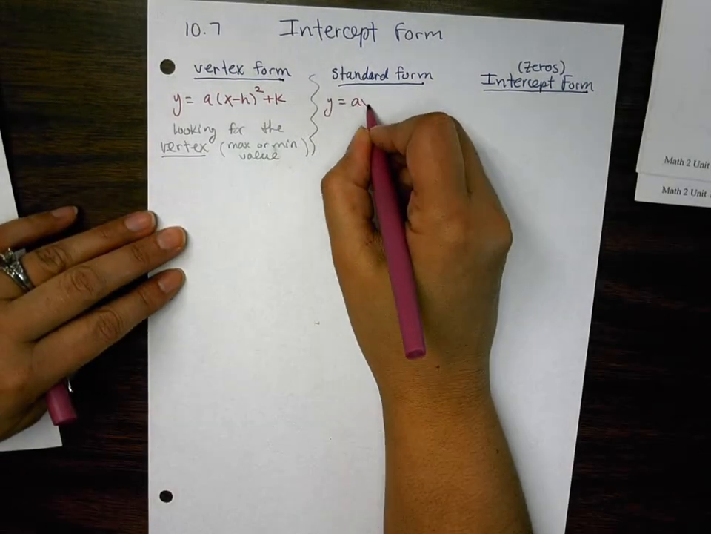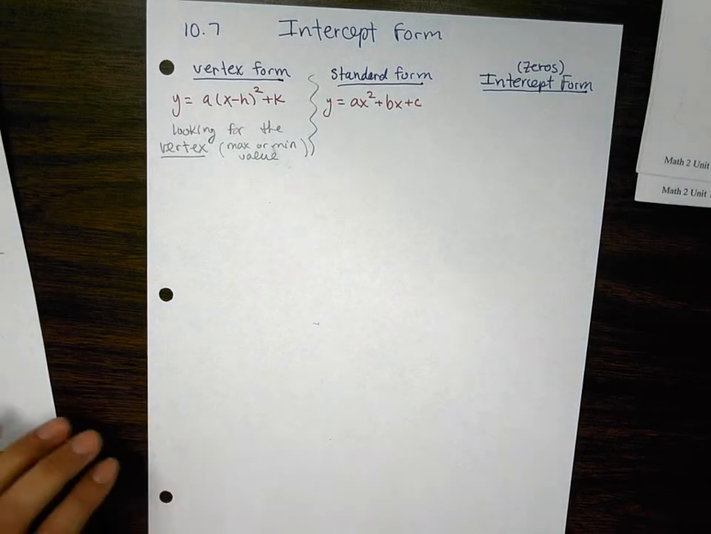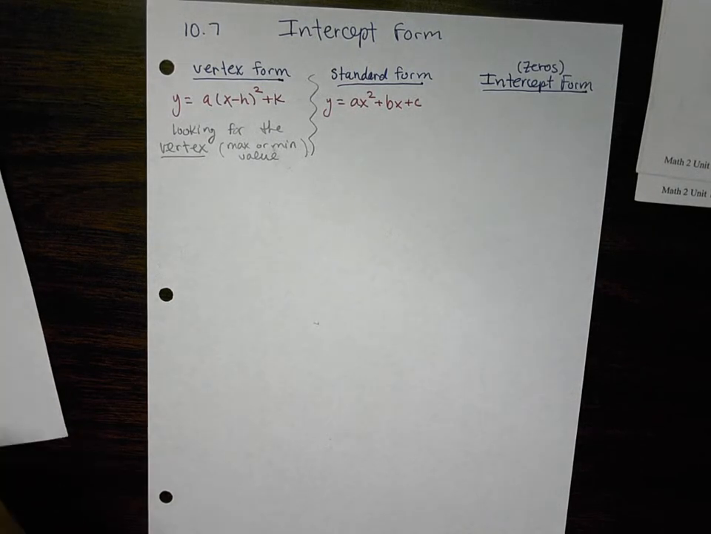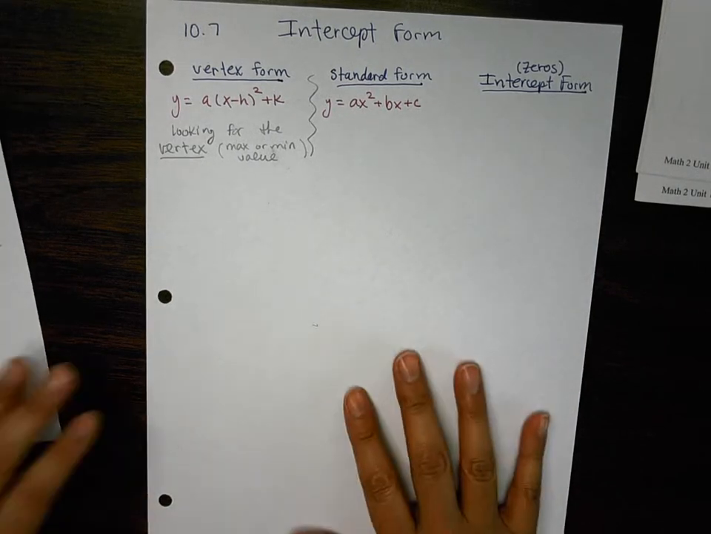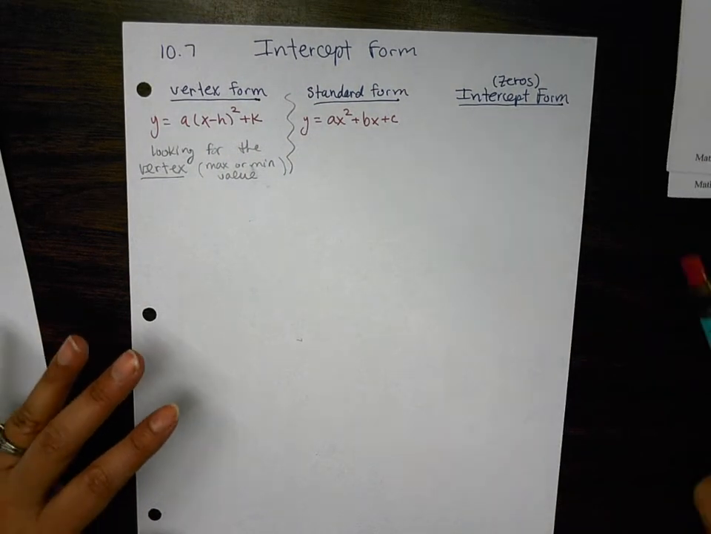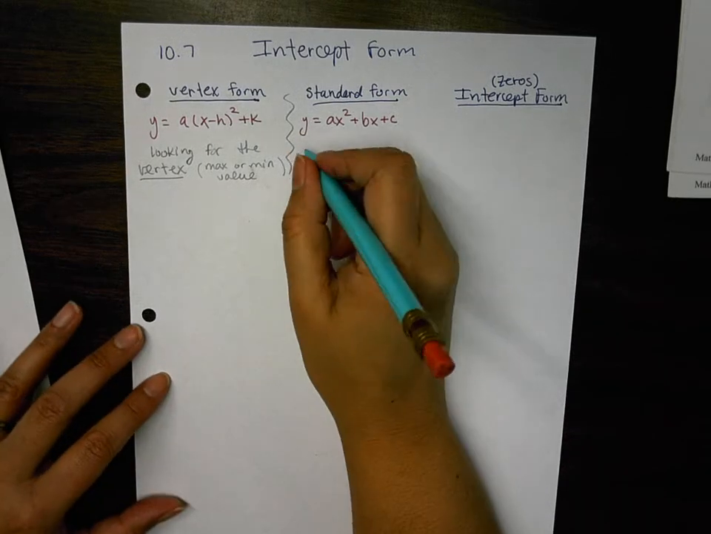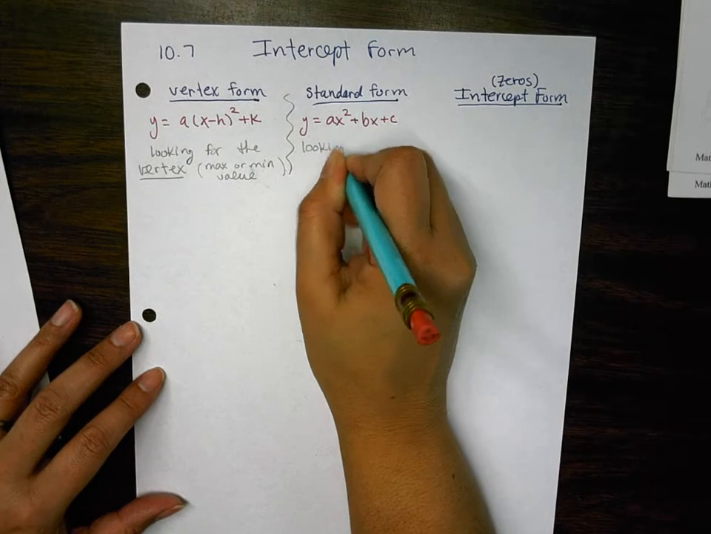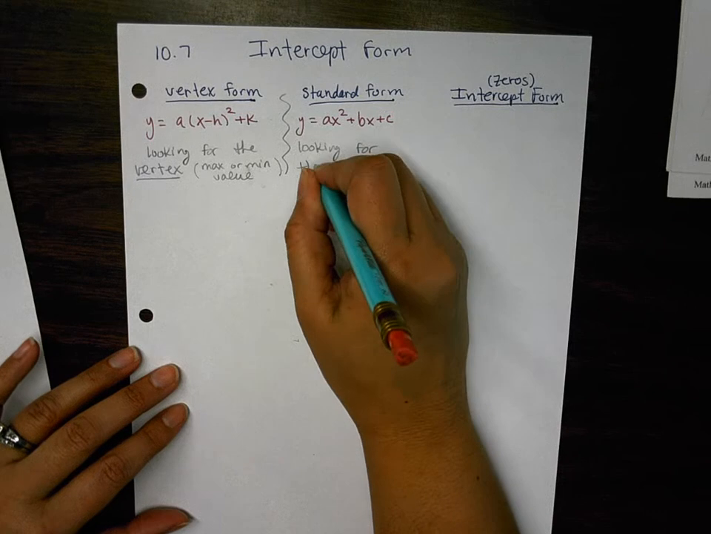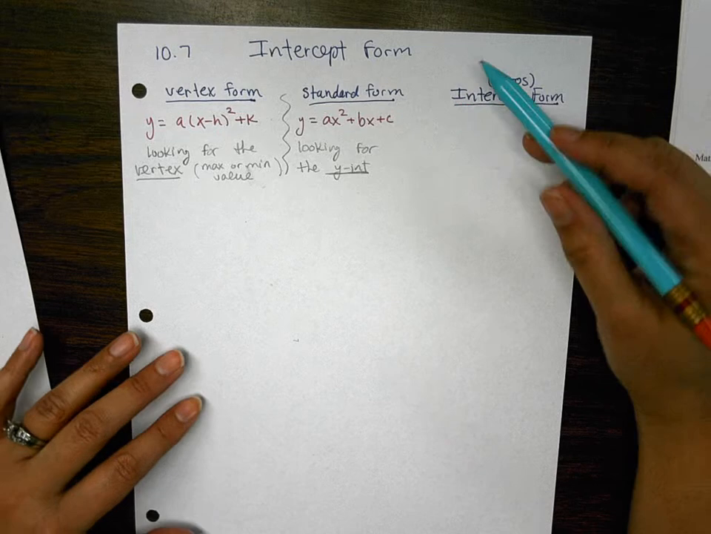All right, standard form is y equals ax squared plus bx plus c. Okay, this is standard form. Does anybody remember what this form is really nice for? Which ones? Not the x, but the y's. Looking for y-intercepts. Good job. If you've forgotten that, make sure you put a note there because they're going to ask you that on the test. Looking for the y-intercept.